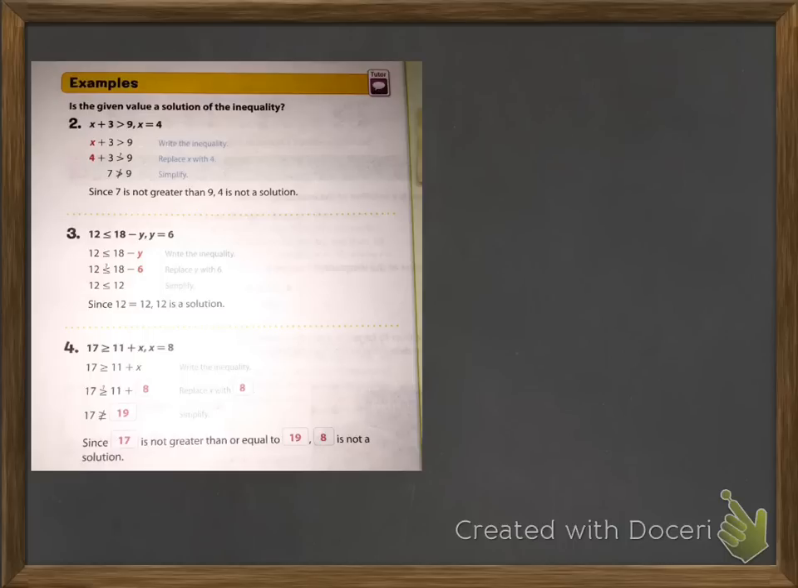So for example, when you have the first problem, you're going to be writing on your papers x plus 3 is greater than 9. It's telling you right here that it wants you to test that x is 4. So underneath it, so this is my original problem, I'm going to substitute in my value of x, recopy the rest of the problem, and now I'm going to go ahead and solve this.